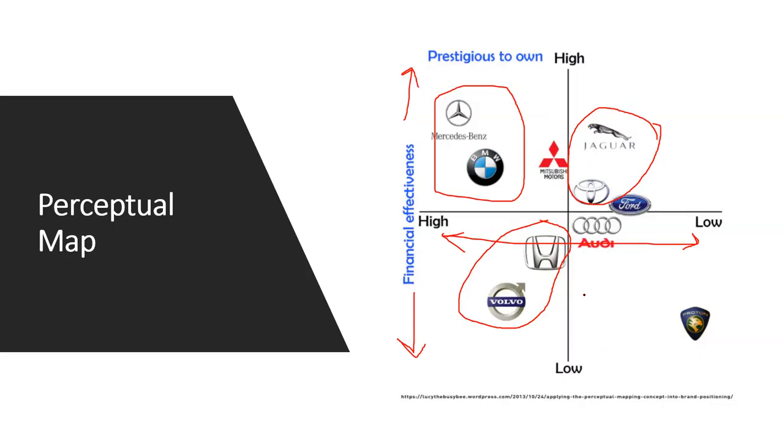So you can clearly see that the cars can be positioned very distinctly. There are segments of cars that consumers perceive as being prestigious, and there are other segments of cars which are high on financial effectiveness. So if you are introducing a new car brand in the market, then a perceptual map gives you a very good clue, a good idea as to what the current competitive environment is and where you should want to position your product.